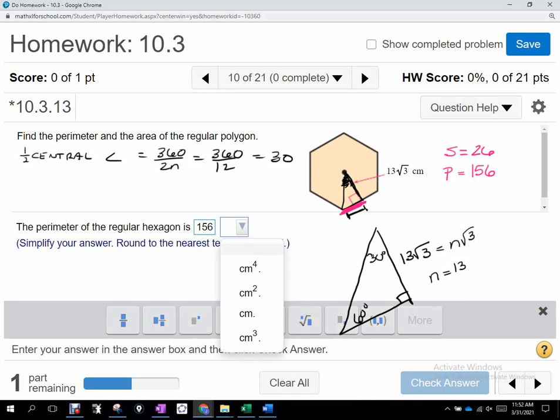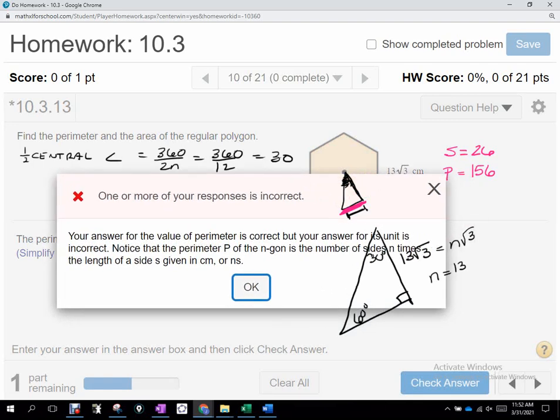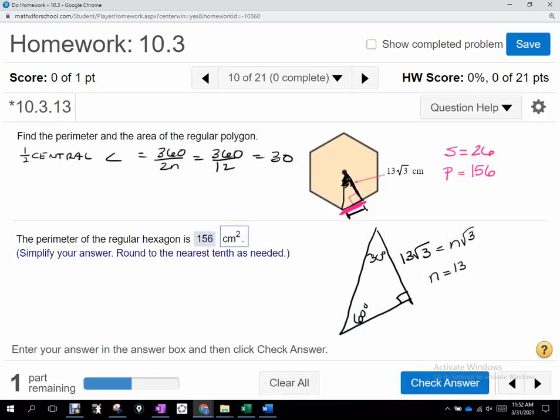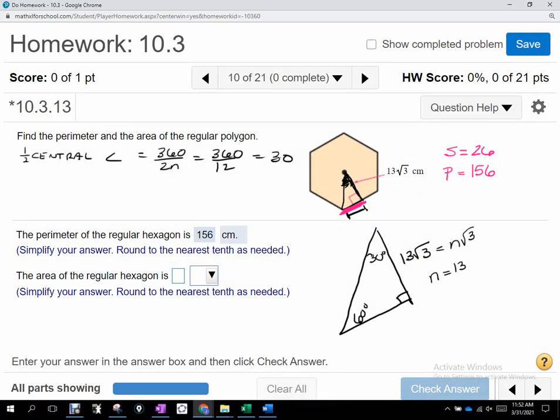And then it says units. So that's in centimeters. So it's got to be centimeters squared, right? What did I do? Your answer for the perimeter value is correct, but your answer for the unit is incorrect. What did I click? Oh, yeah, what am I doing? I'm sorry. I was already thinking we were doing area. Thank you.